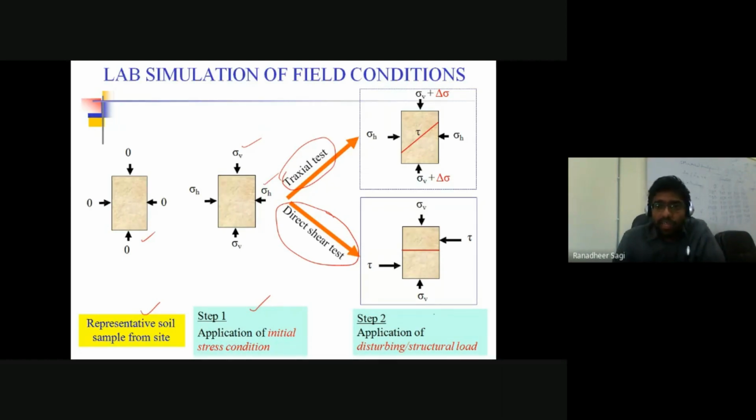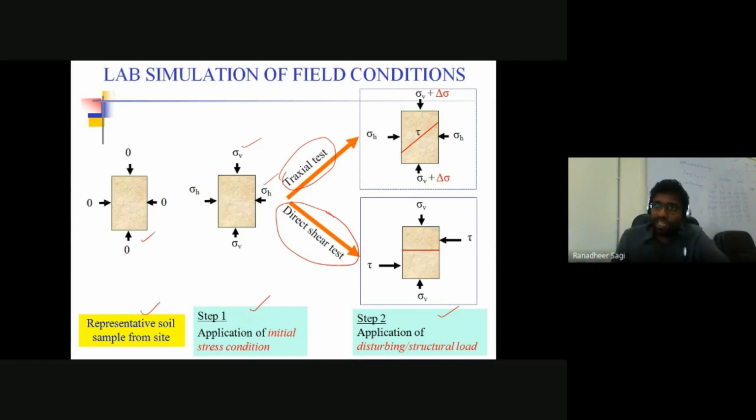Next, in order to cause shearing in the soil sample, I am going to increase the loading on the soil sample. In the case of the direct shear test, we increase the loading in the horizontal direction on the soil sample, whereas in the case of the triaxial test, we increase the loading on the soil sample in the vertical direction, so that ultimately the failure gets initiated in the soil.